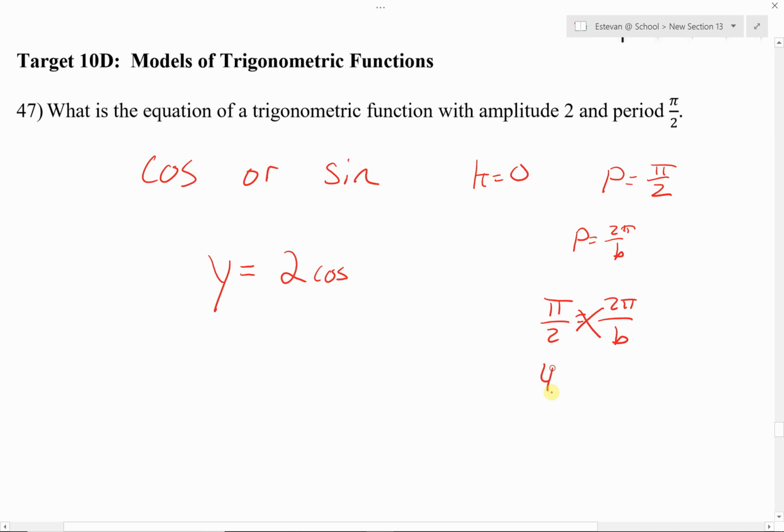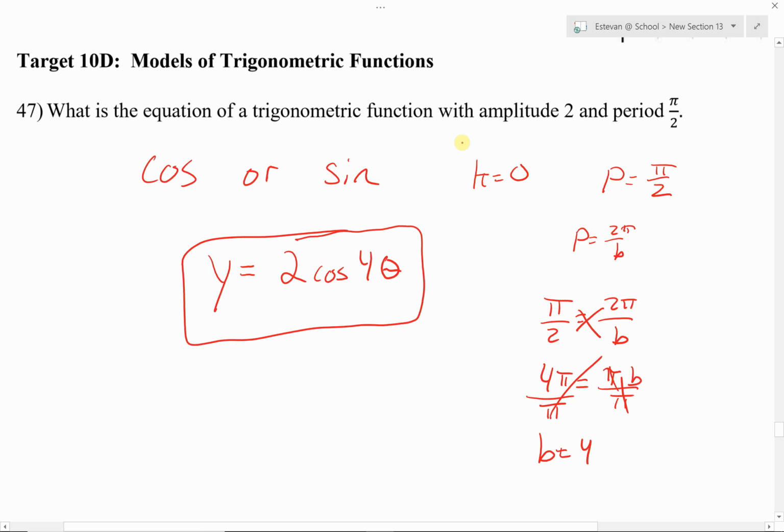Cross multiply, which gives 4 pi is equal to pi over b. Divide both sides by pi. Pi will cancel. B is equal to 4. So we put a 4 theta, and that'll be it. We do not put a negative because it wasn't being reflected, and we don't put a number at the end because there was no midline.